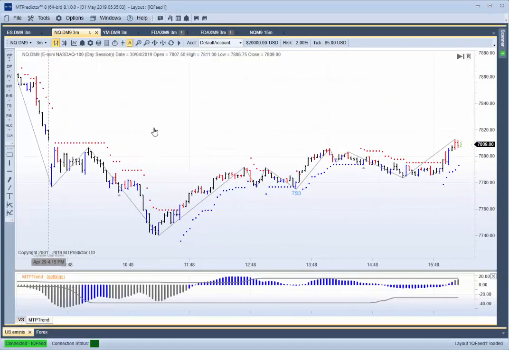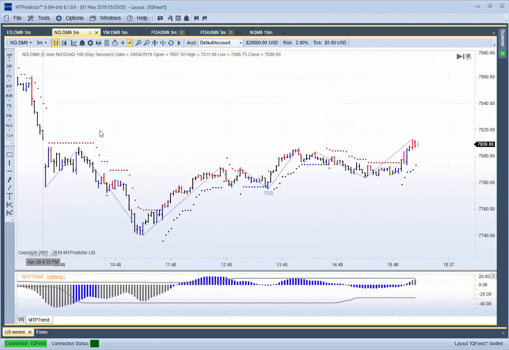Right, this is a 3-minute chart of the NQ, the Nasdaq mini yesterday, which was April the 30th. It's a day session only chart, so from 9:30 to 16:15 New York time. I'd like to have a look and see how we view trading this in the context of the large degree trend.